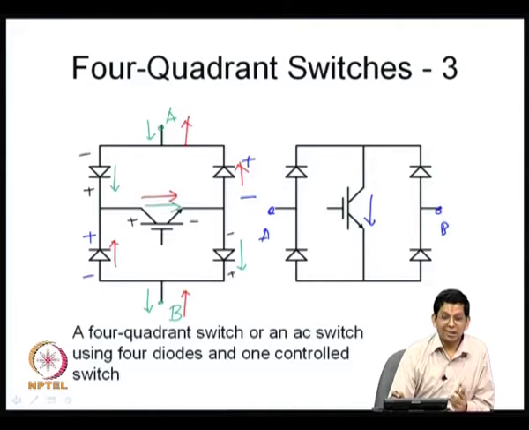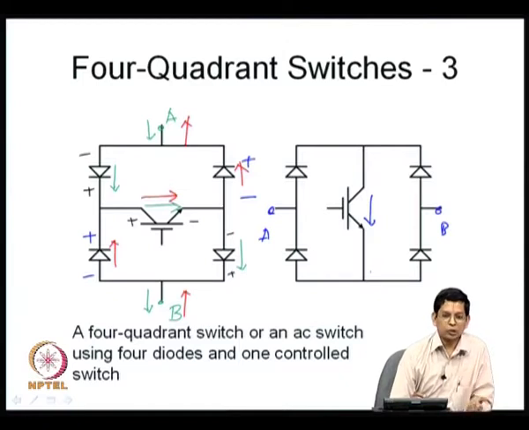So, what is that? It is actually like a diode bridge, a diode bridge with a transistor connected across its DC terminals. This is another possible 4 quadrant switch. We extensively use these 4 quadrant switches in what are called matrix converters, which are AC to AC converters. You need AC switches there. AC switches are 4 quadrant switches, and so these kinds of switches are commonly used there.